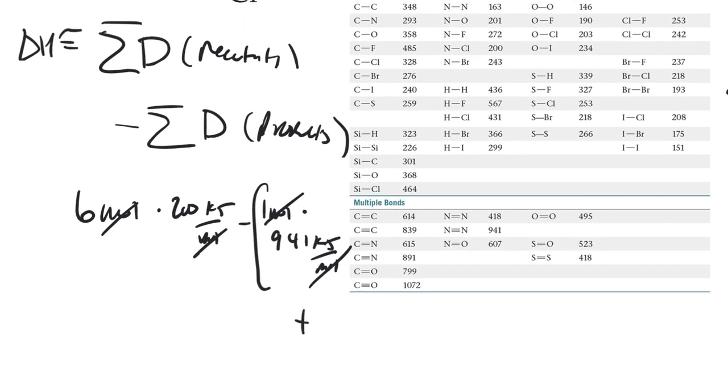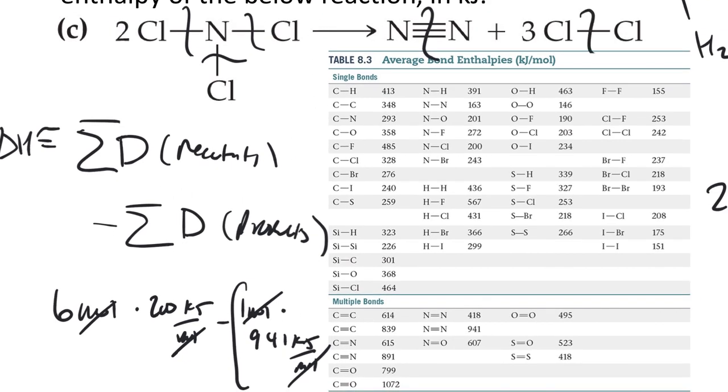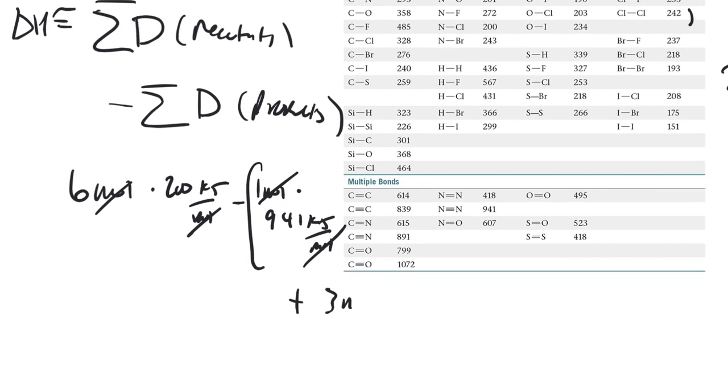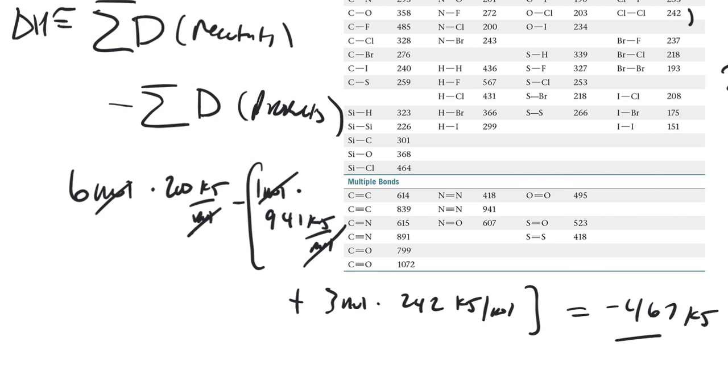Then I have to add the second bond that's being made, the chlorine bond. I'm making 3 of those, and that bond strength is 242. So let's do that math. So 6 times 200, and then minus the sum of 941 and 3 times 242. So that ends up being minus 467 kJ per mole.